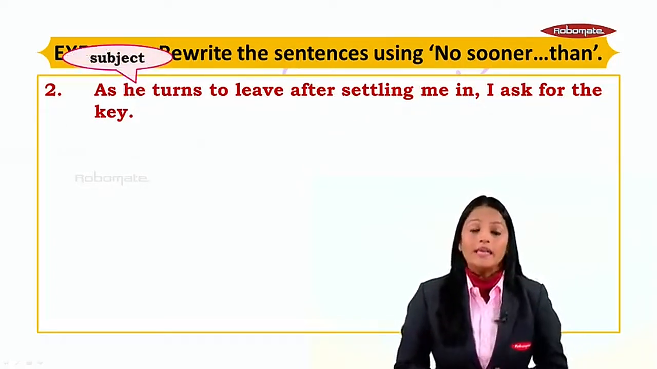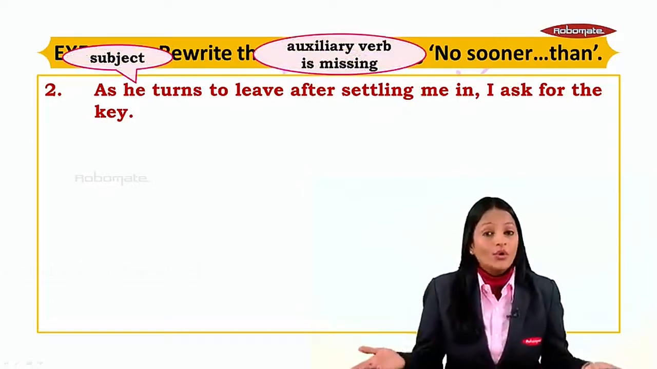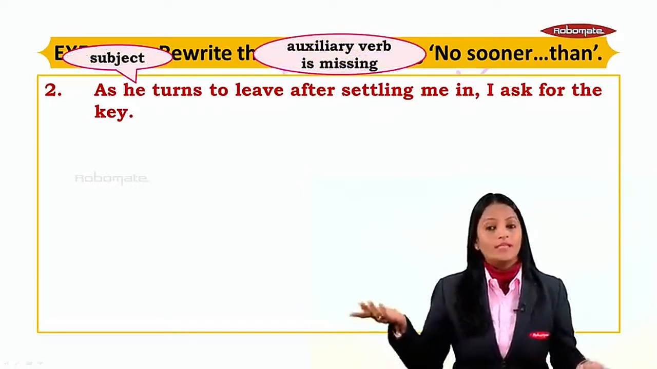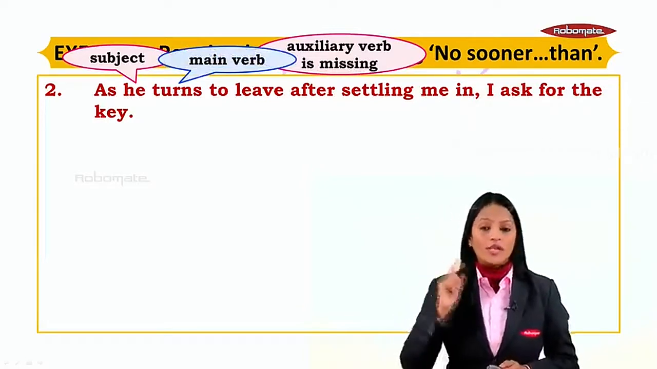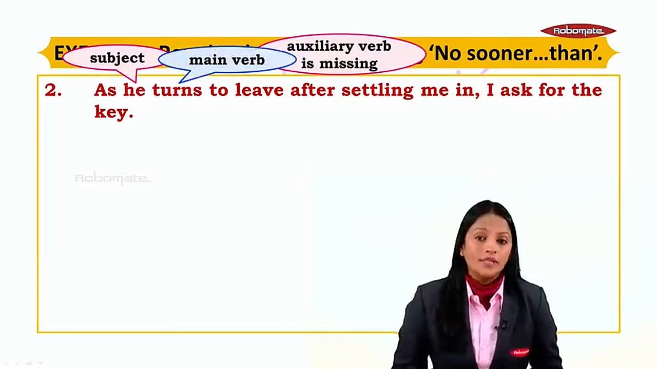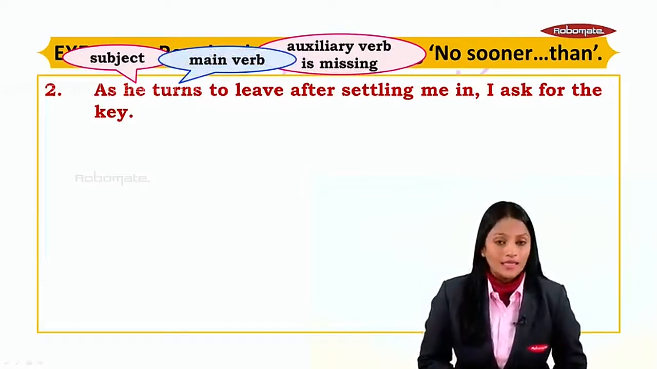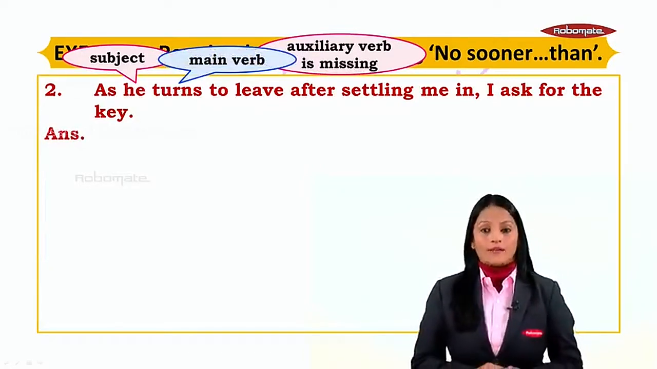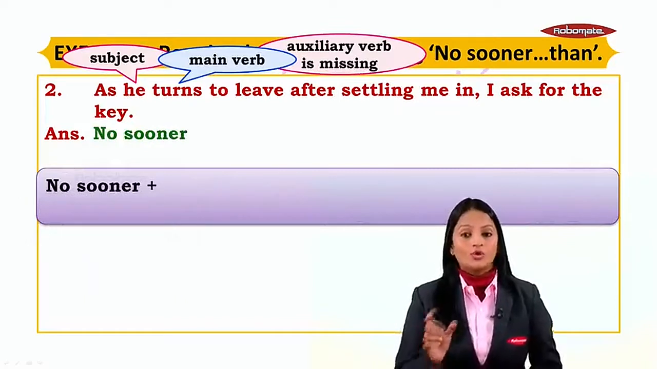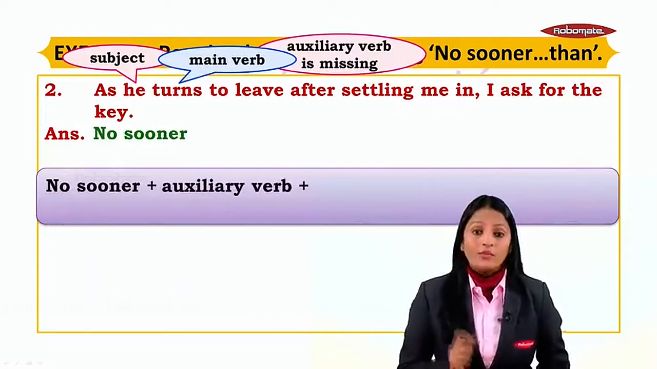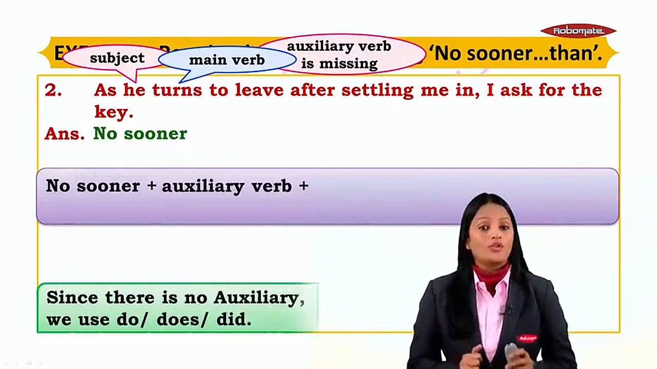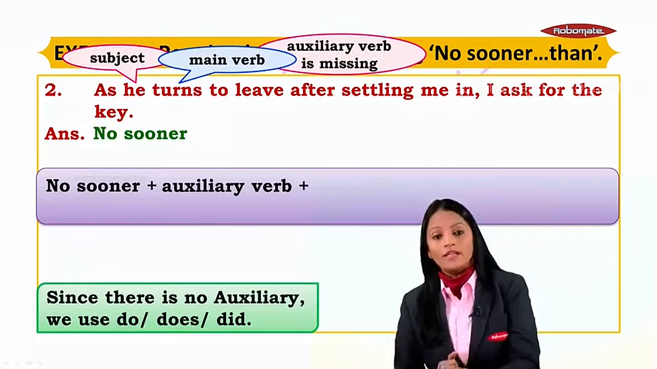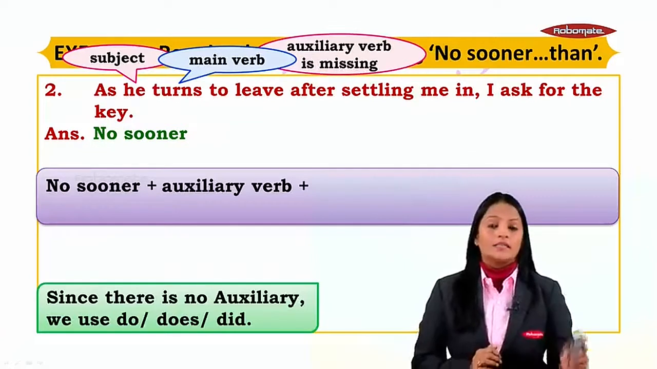Now here, he is the subject, but there is no auxiliary verb. It is missing. So what do we do? We take one of the three options, do, does, did. Now what is the main verb? Turns, which will remain as it is. So let us start. We start the sentence with no sooner. Then we said we need an auxiliary. Now auxiliary is absent. So what do we do? We use one of these three, do, does, did.